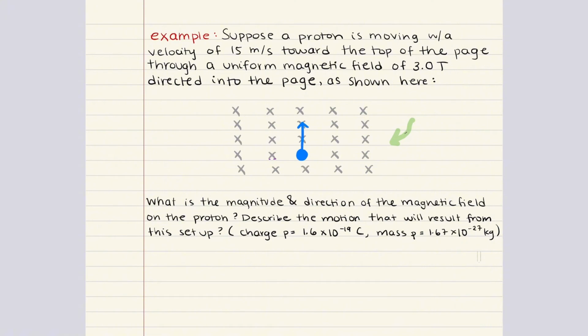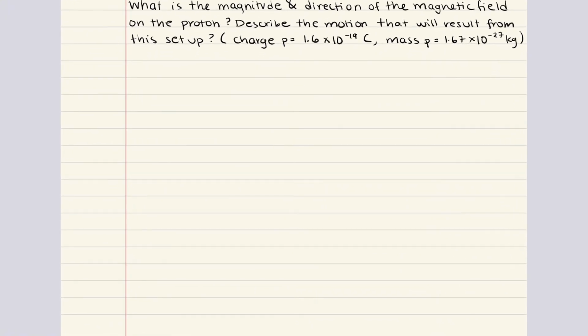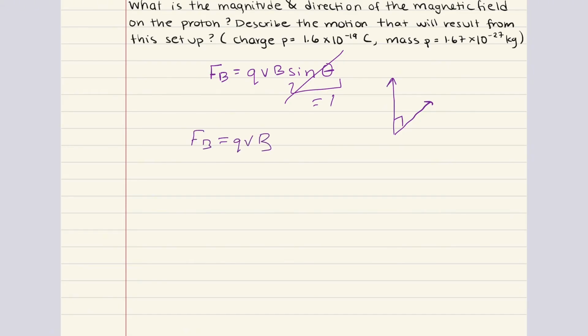Now, to start solving this problem, the first thing we want to do is determine the magnitude of the force, and we can do that using this equation right here, qvB sine theta. Theta is going to be equal to 90 degrees. Your velocity is upward, your magnetic field is into the page. This gives us an angle of 90 degrees, and sine of 90 degrees is just equal to 1. So our equation here is just qvB, and we have all 3 of these variables, so we can go ahead and plug them into our equation.